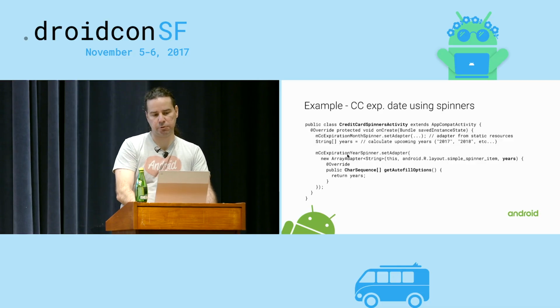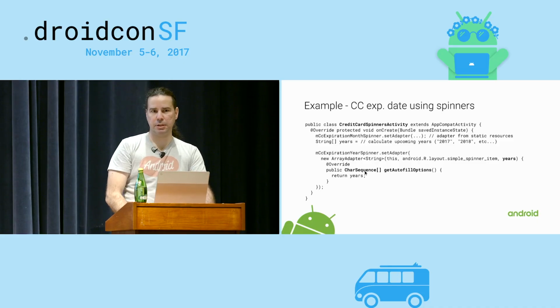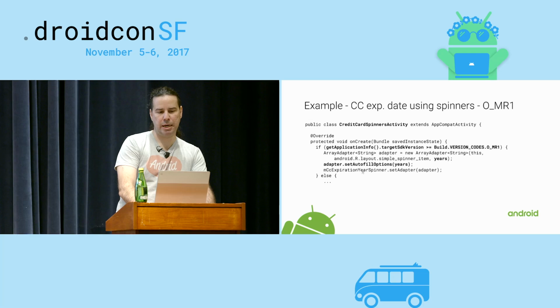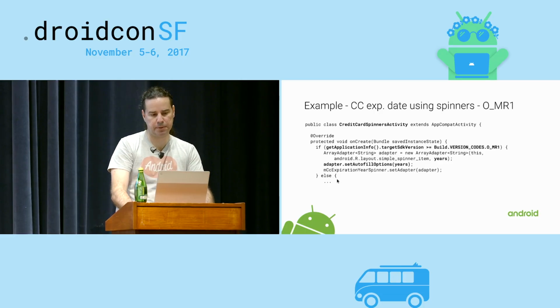Now, this is kind of a hassle. It would be much easier if the array adapter had an option to set the autofill options. I realized that kind of late in the game, so we added this API on O MR1. So if you're using MR1, I could simply call set autofill options on the adapter. But if I'm using less than MR1, then I need to do that trick and extend the adapter.